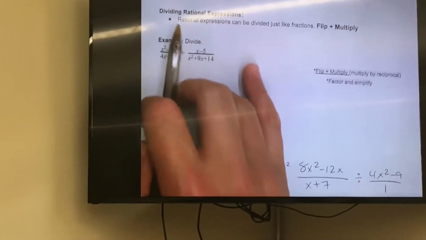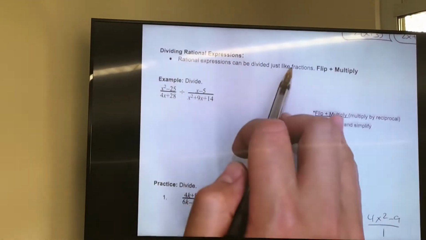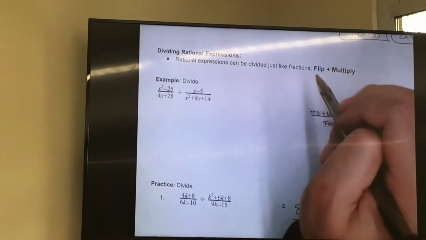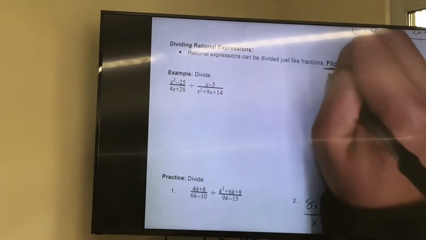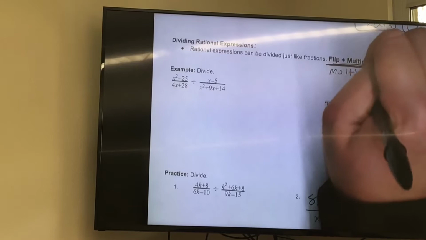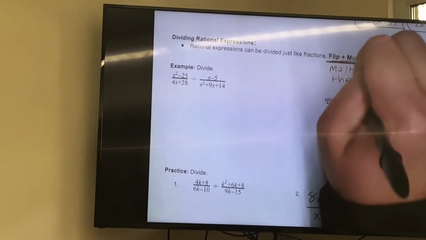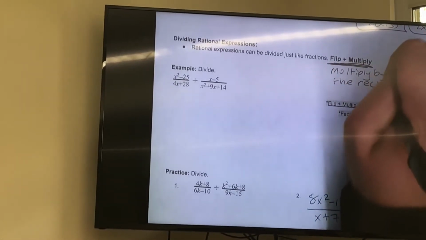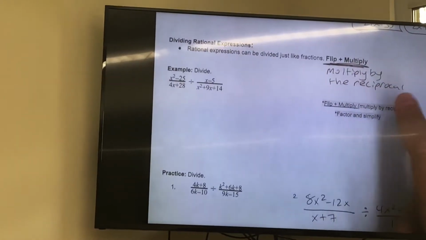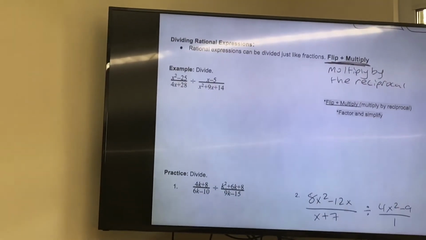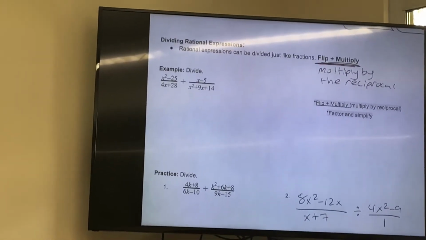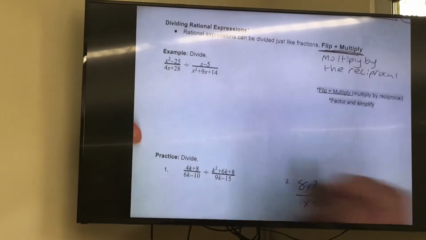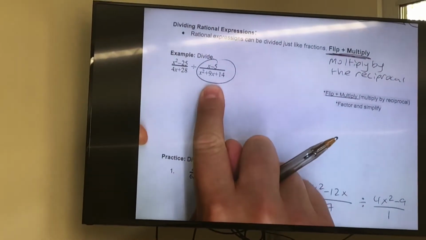So our first example, dividing rational expressions. Rational expressions can be divided just like fractions. So our big concept here is to flip and multiply. This is also referred to as multiply by the reciprocal. If you had myself or Mr. Newton for pre-algebra, this is the biggest concept that we always talk to you guys about: multiply by the reciprocal. So the first thing that we're going to do is go ahead and flip this guy.